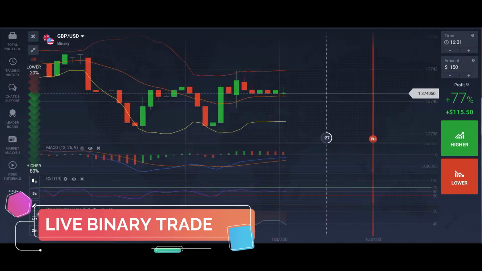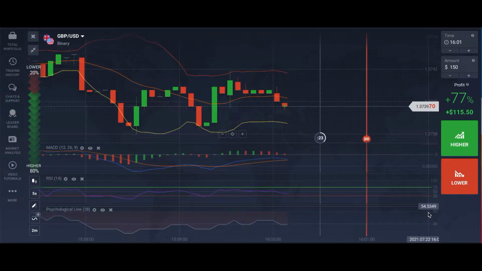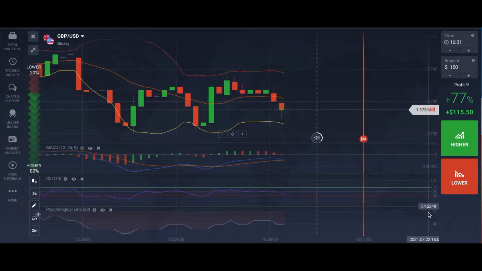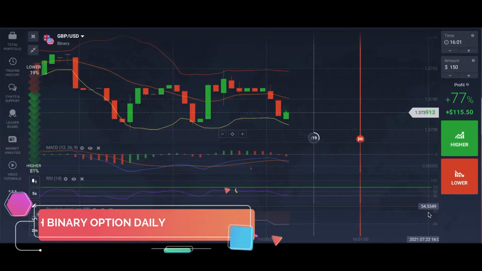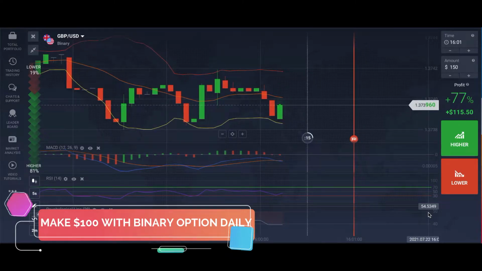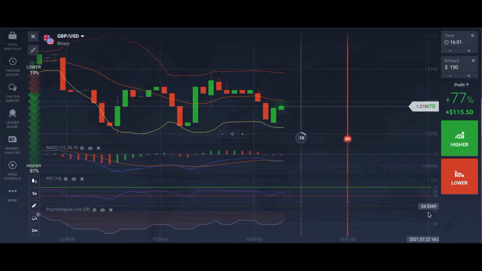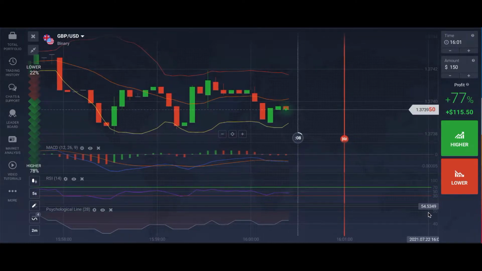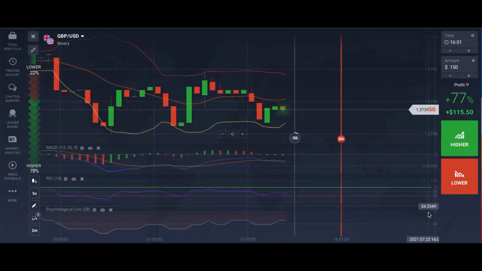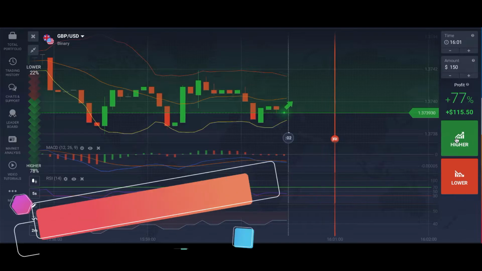So today is the 22nd of July 2021, as you can see here, just past 4 p.m. from where I am. And as the title of this video suggests, today we're going to be learning exactly how we can start making $100 and more with binary option trading every single day in the quickest and easiest manner possible. Now, I know in the midst of all this pandemic, this is probably going to be useful to a lot of you guys, so pay attention.